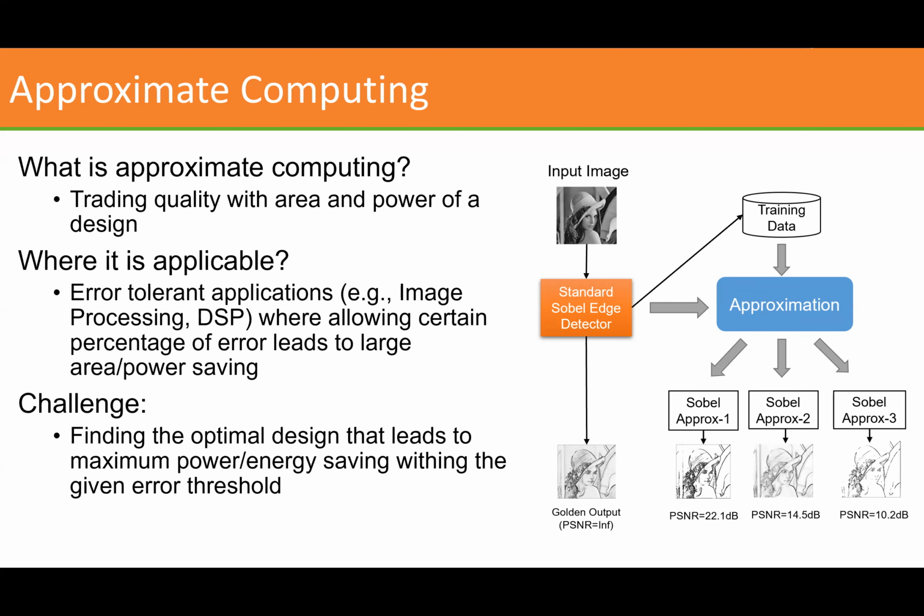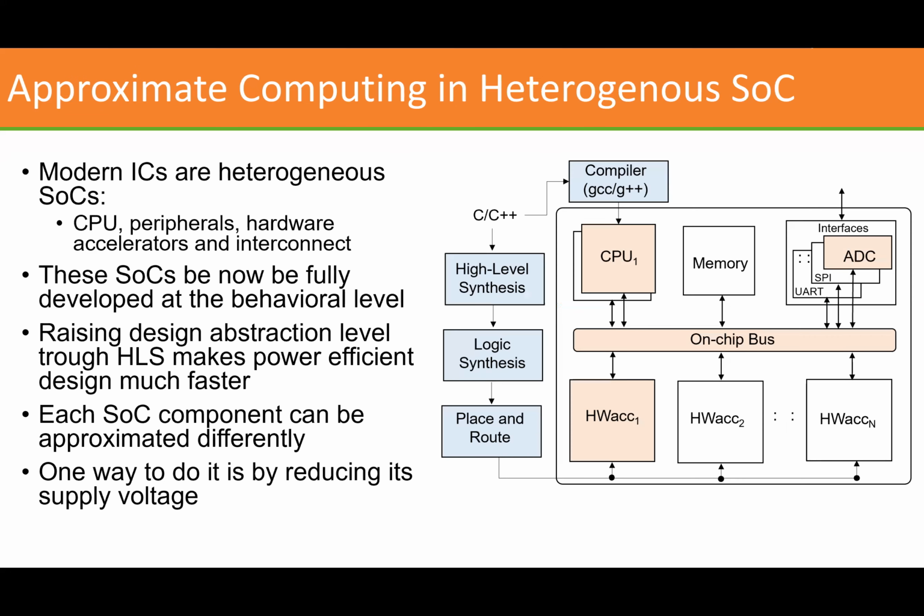The challenge is to find the optimum design that leads to maximum area or power saving or energy saving within the given error threshold, because we will have an error target and we cannot go further than that for approximation.